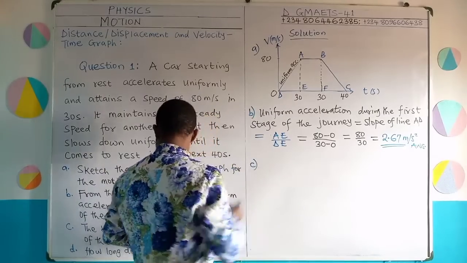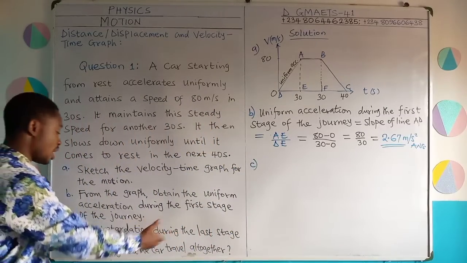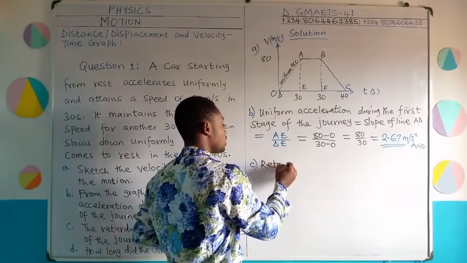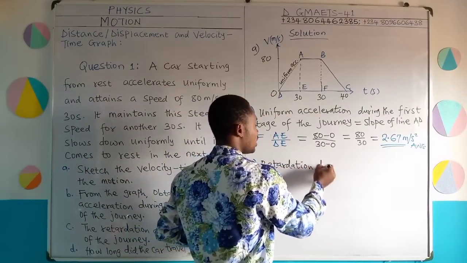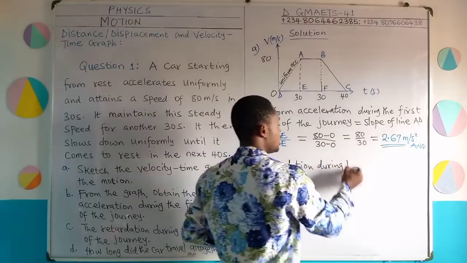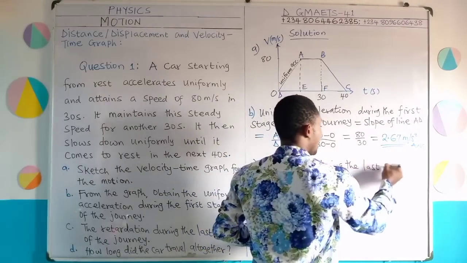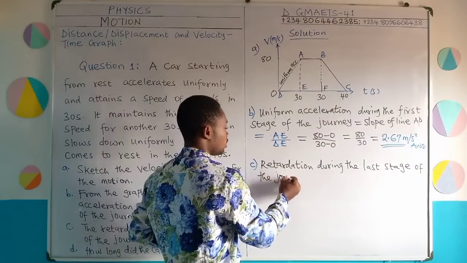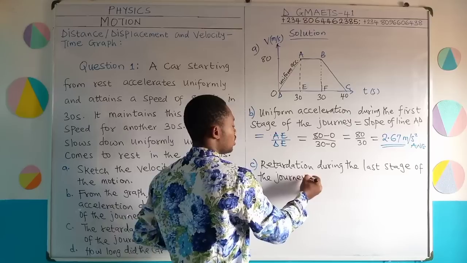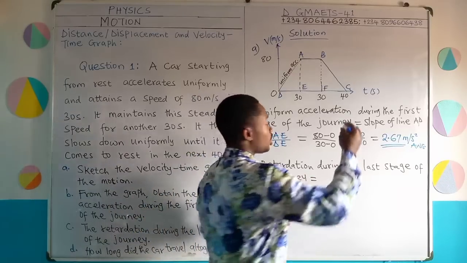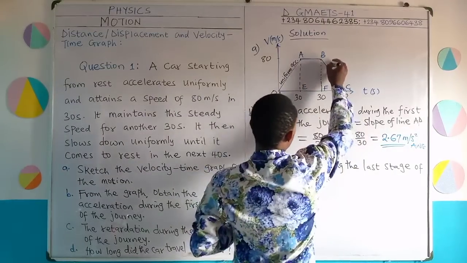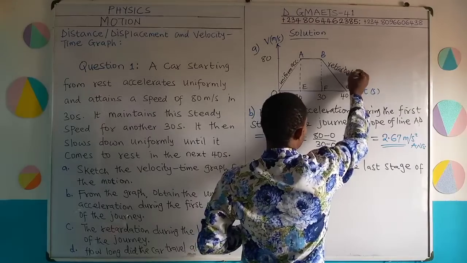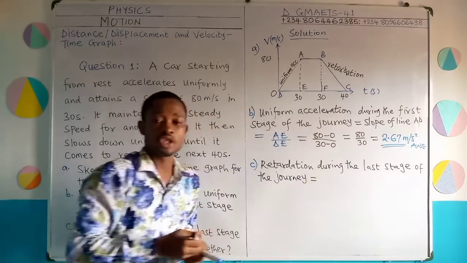Let's move on to the third part of the question: the retardation during the last stage of the journey, that is negative acceleration. Retardation during the last stage of the journey. So let us look at our graph and see where the retardation occurs. This is uniform retardation. This is the retardation line. It's the same as negative acceleration, where the motion slows down.